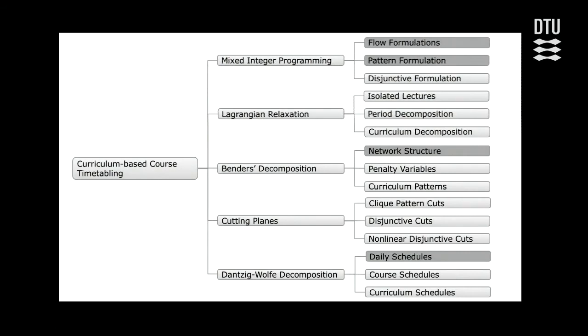We'll start with the top one, flow formulations. I'll get into what that is. Then doing something called Bender's decomposition, where we exploit some network structure in the problem. Then we go on to an extended formulation, a pattern formulation, which we then make a Dantzig-Wolfe decomposition on. And I assume you know these methods. So, yeah. Otherwise, there's a brief introduction to each method in the PhD as well.